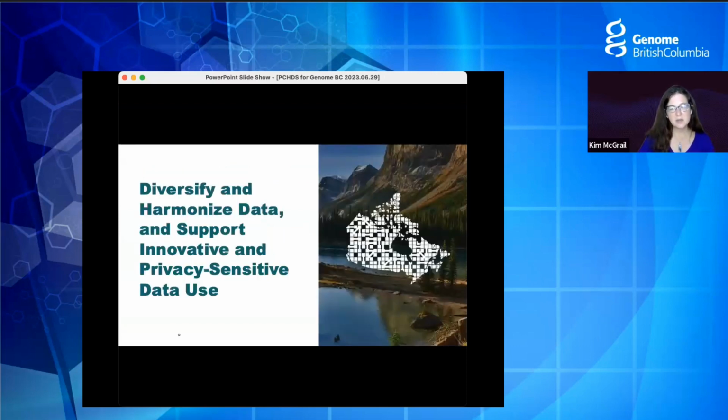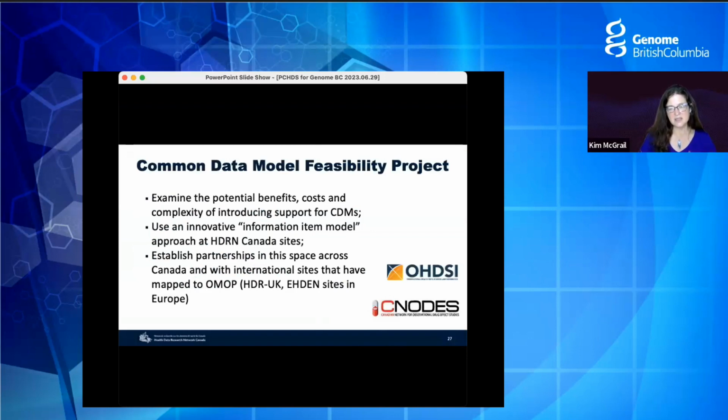So diversifying and harmonizing data and supporting innovative and privacy sensitive data use is a second objective that we have. And this goes right to what I was speaking about before. If we're going to do multi-regional research, at some point you need to get to a place where you've got, whether it's a common protocol that you're using or perhaps a common data model that you've developed, an analytic data set that is tuned so it's equivalent across the country. We've been working on a pilot project to develop the ability to provide researchers with a common data model.